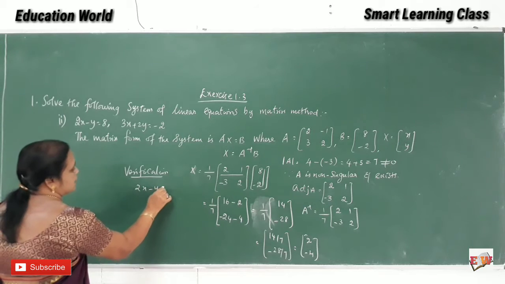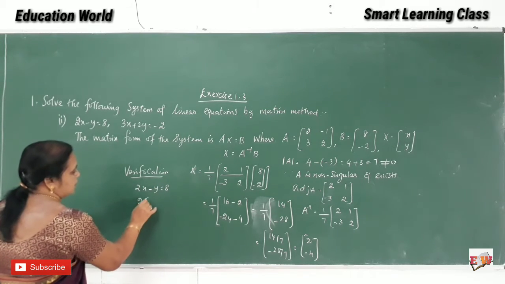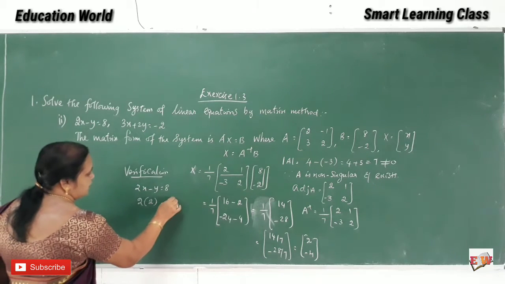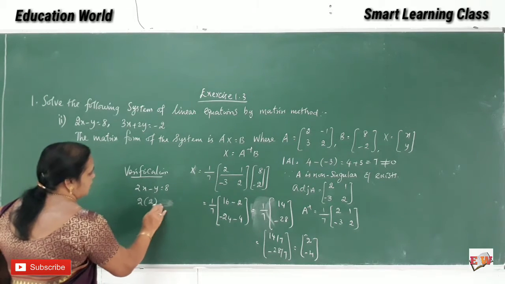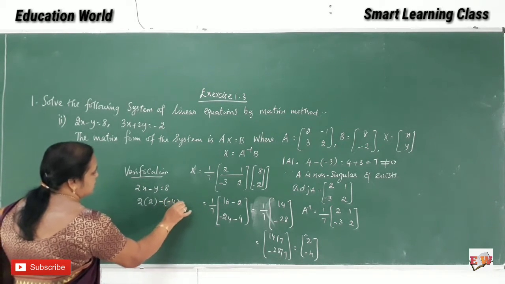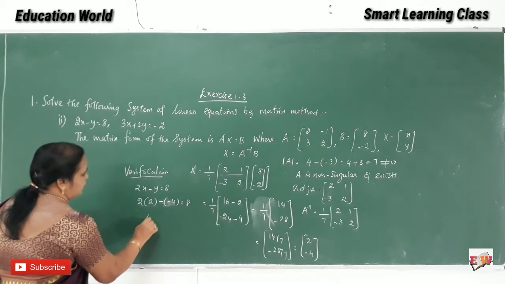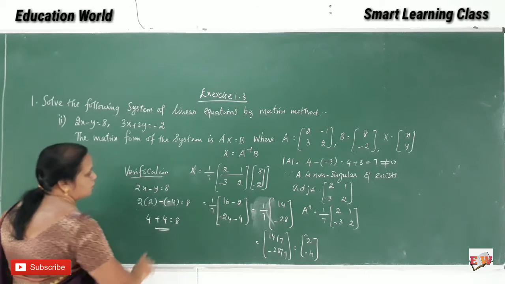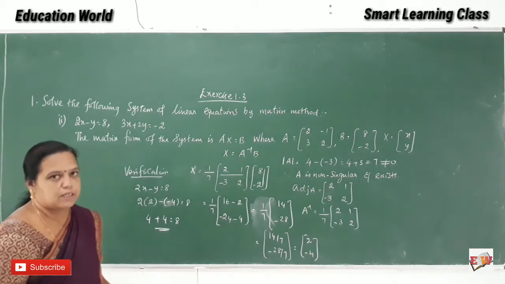x minus y is equal to 8. 2 into 2, minus 4 in, minus of minus 4 is equal to 8. 2 into 2 is 4, minus into minus is plus 4, equal to 8. So the answer is correct.